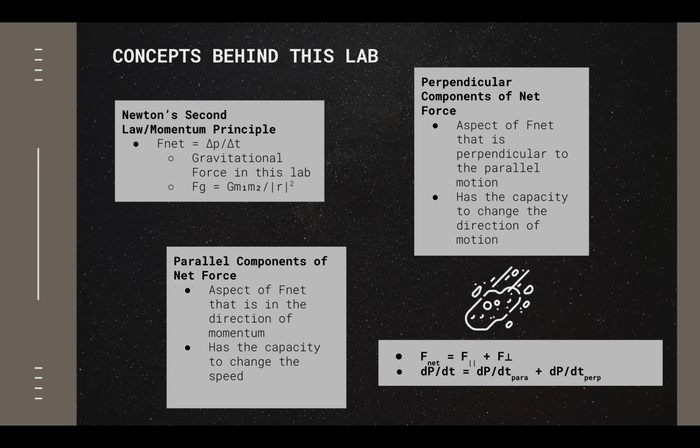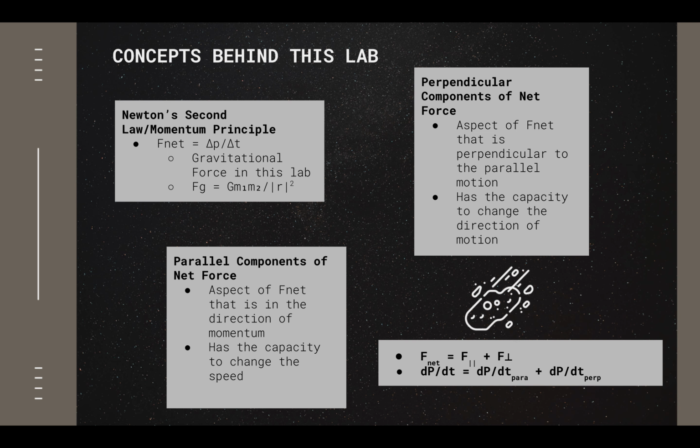The main concepts of this lab include Newton's second law and the parallel and perpendicular components of the net force. Newton's second law of motion is used to break the components of the net force down into multiple aspects and subsequently solve for unknown variables in this lab. Specifically, we will be using the gravitational force in order to obtain the net force, or dp/dt, of the system. In other words, dp/dt will be utilized.